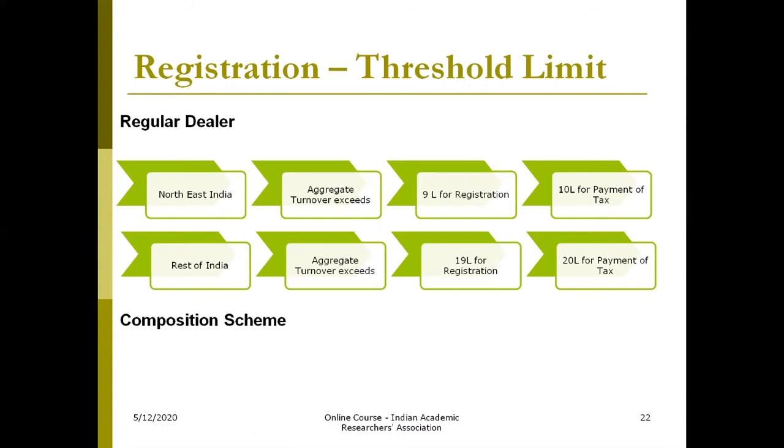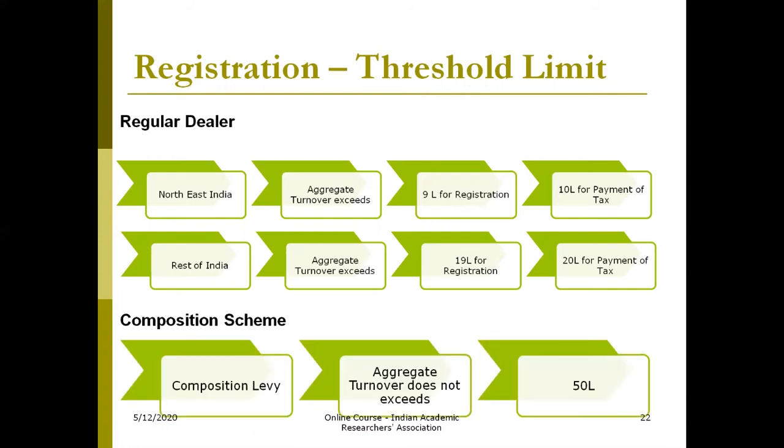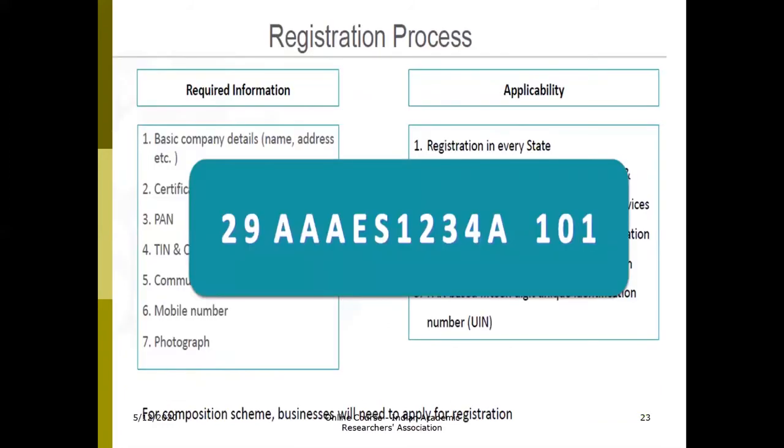And there is a composition scheme. In this scheme, composition levy applies if aggregate turnover does not exceed 50 lakhs. Then this is the registration process. All the dealers have to get registered with the following required information: basic company details like name, address, etc., certificate, PAN, PIN, mobile number, photograph, etc. And the application will be for registration in every state. And after that, the dealer will be given the registration number.